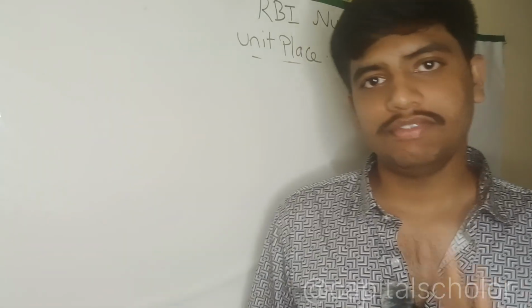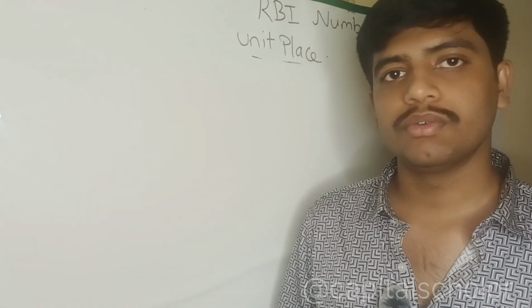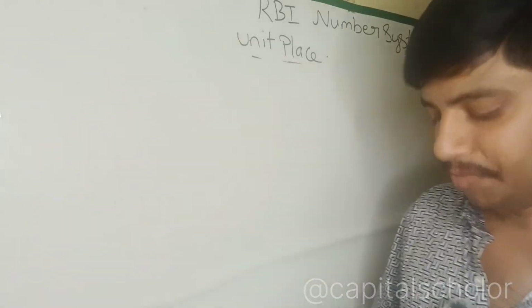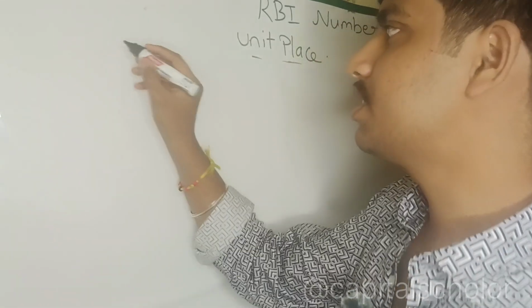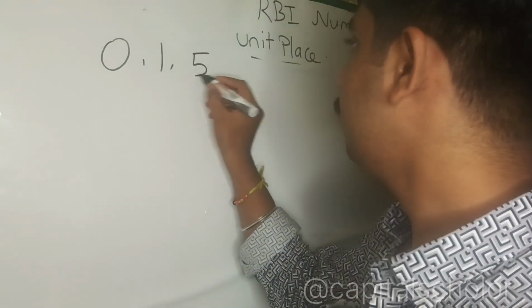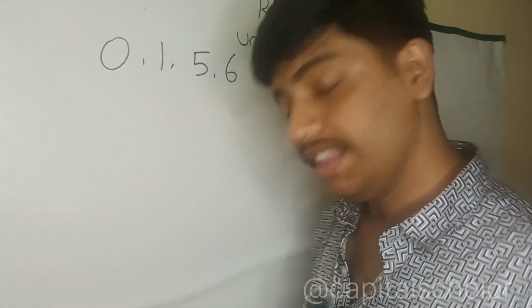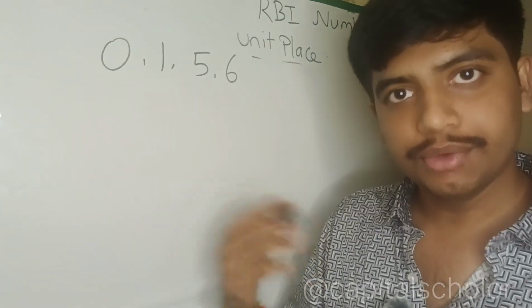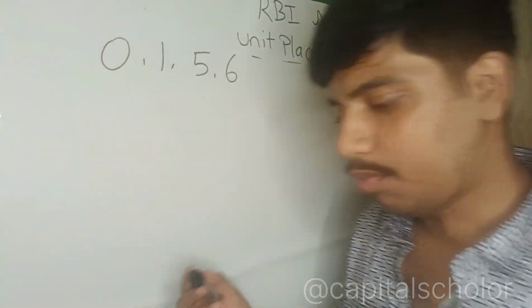First we will understand only four numbers, which is easy. We'll go from easy to hard. First we will understand the four numbers, which are 0, 1, 5 and 6. In these numbers, let us know what the unit digit place is.